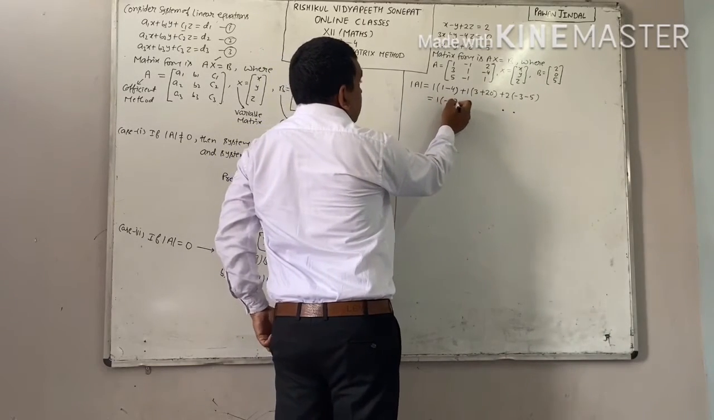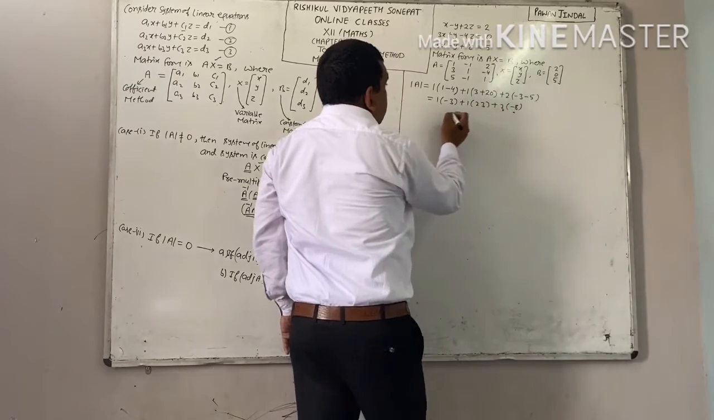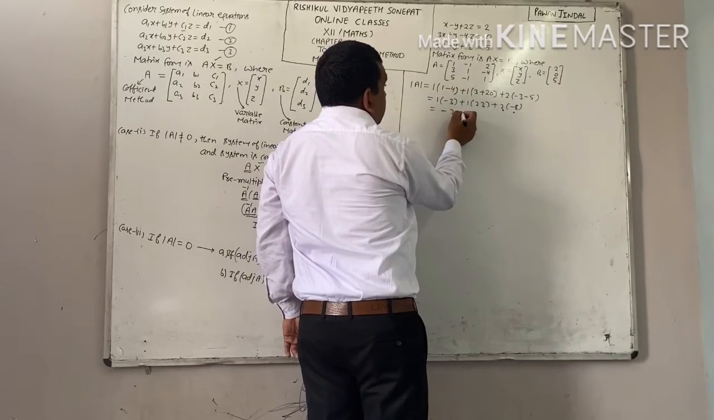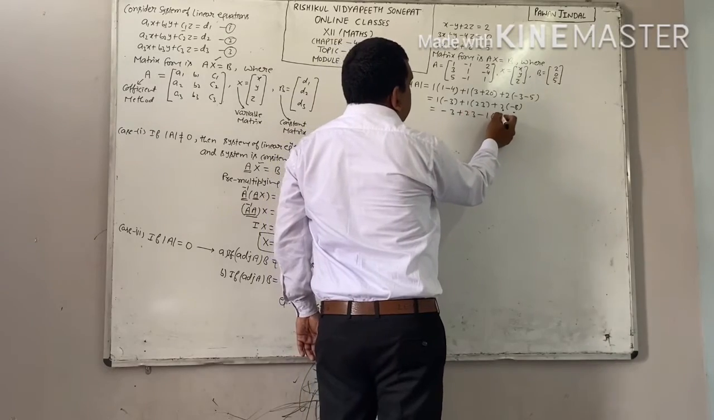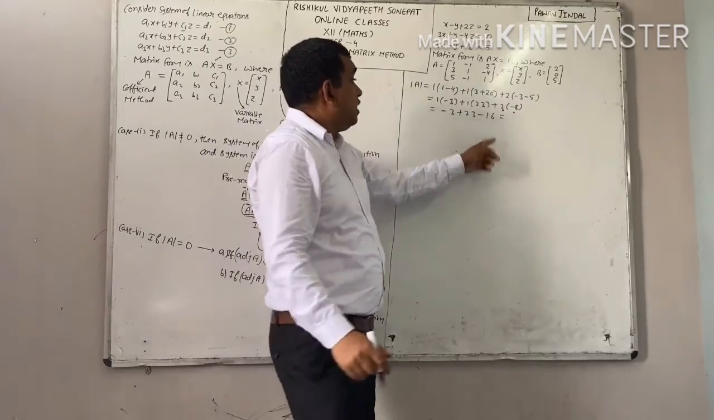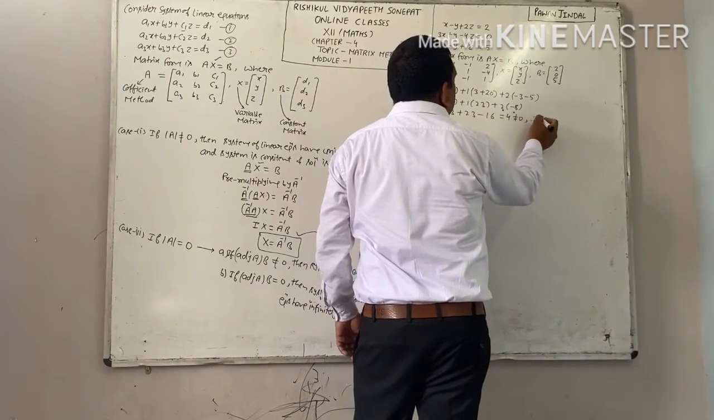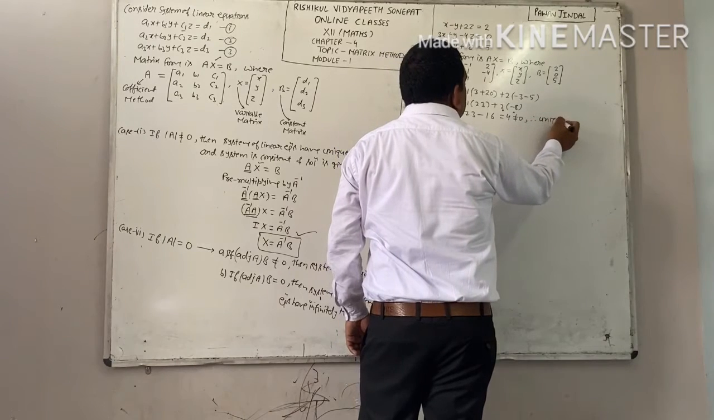1 into minus 3 plus 1 into 23 plus 2 into minus 8. This is your minus 3 plus 23 minus 16. 23 minus 3 is 20, 20 minus 16 is 4. Not equal to 0. Therefore, unique solution.